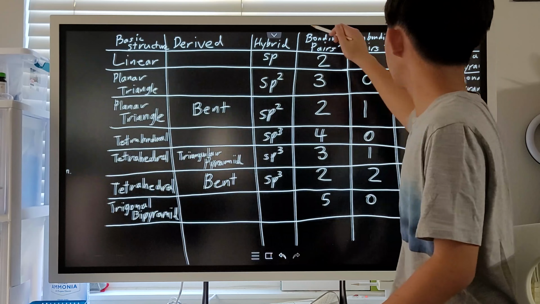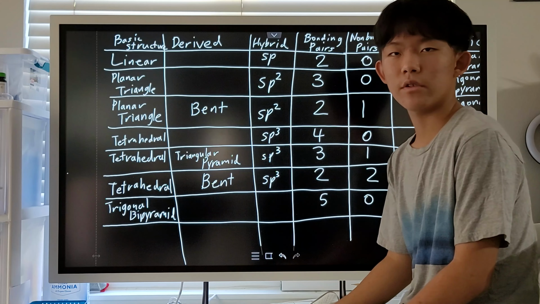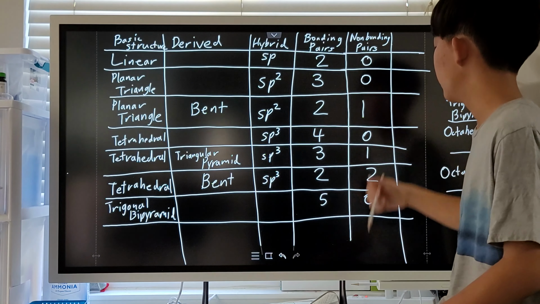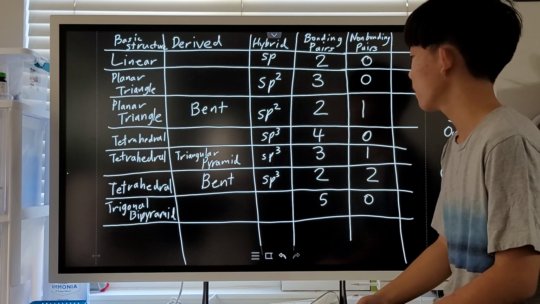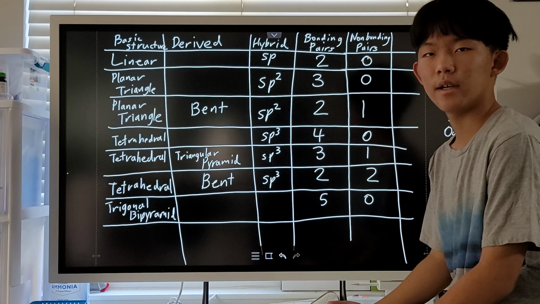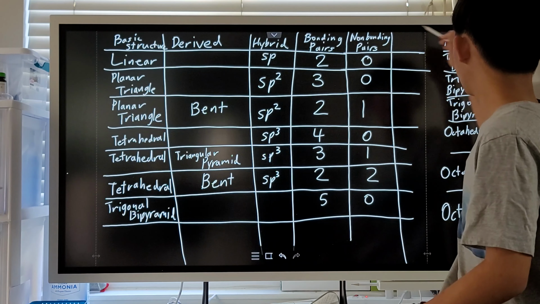And lastly, let's look at this chart. This chart explains the structure, the hybridized orbital, and bonding and non-bonding pair numbers. So take a moment to look at this and then study it. And here's the second one.